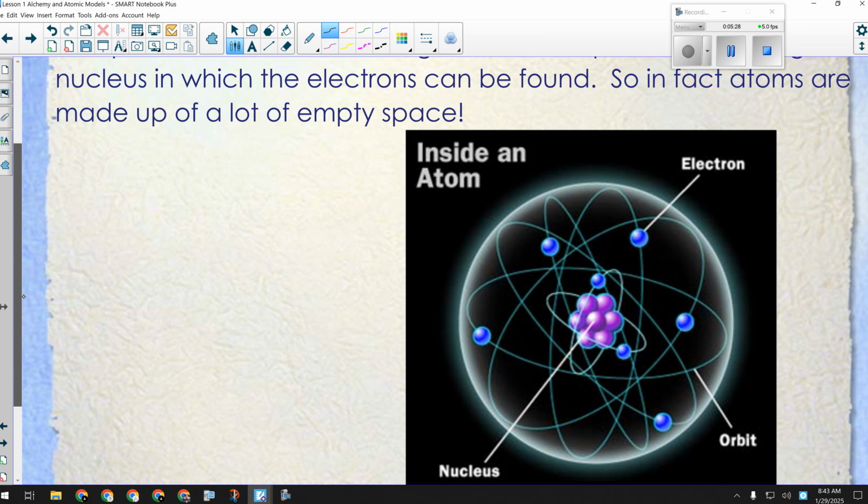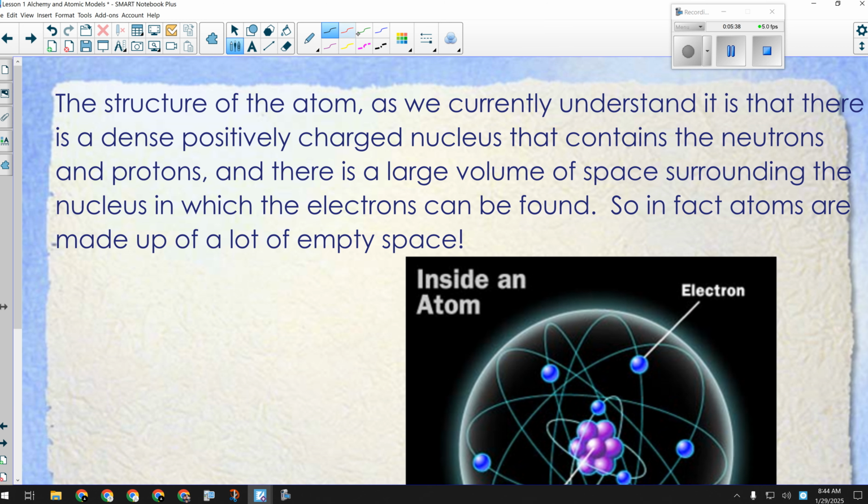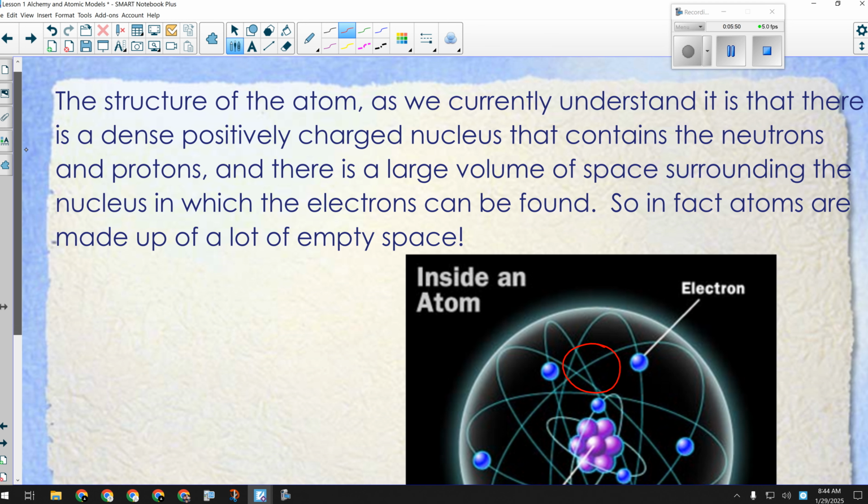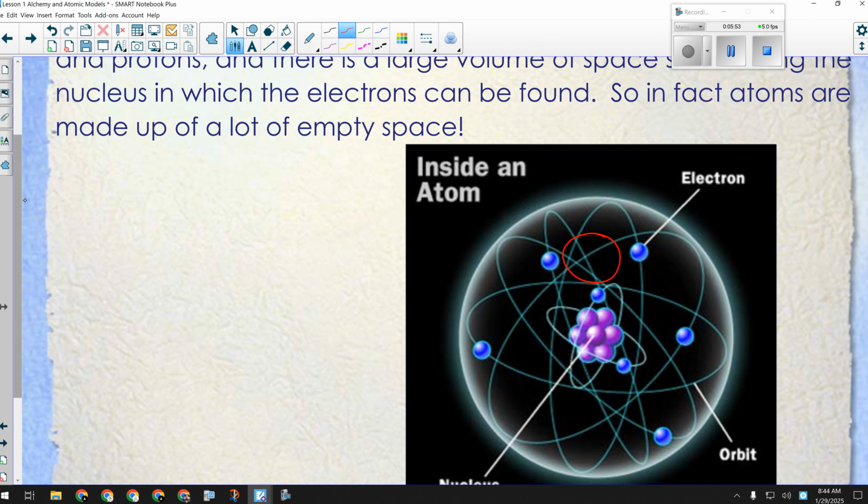So we can't actually ever say an electron is there. We can say there's a high degree of probability of finding an electron in this area. We could say that, but we can never determine or state that it's right there at any one time.